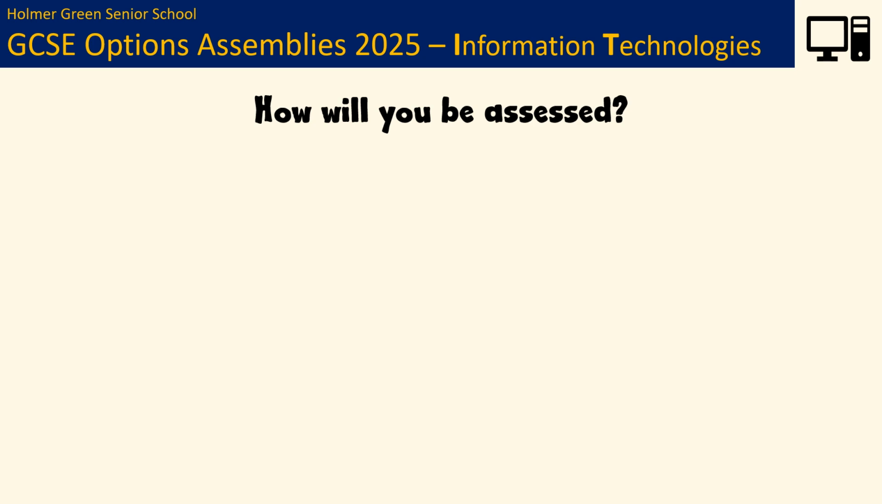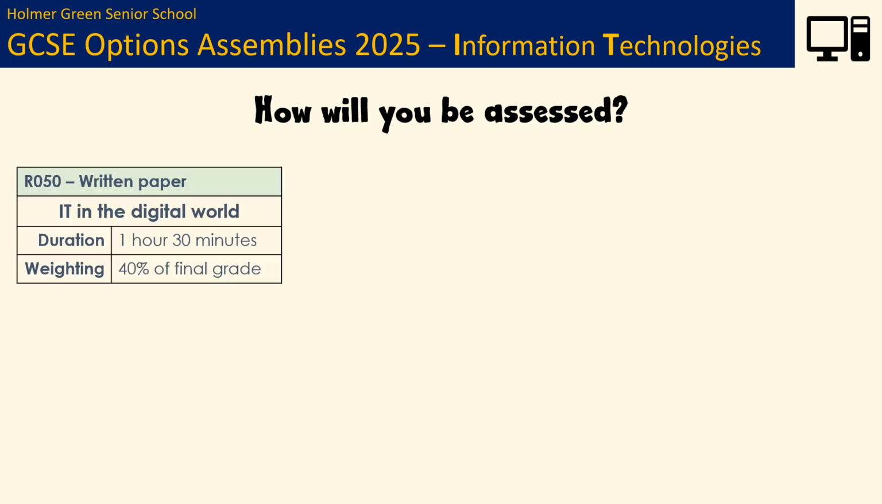As previously mentioned, RO50 is a written paper and it carries 40% weighting of the final grade. It consists of a mixture of multiple choice questions, short and medium questions in section A of the paper, and short and medium answer questions in section B of the paper based off of a given scenario.